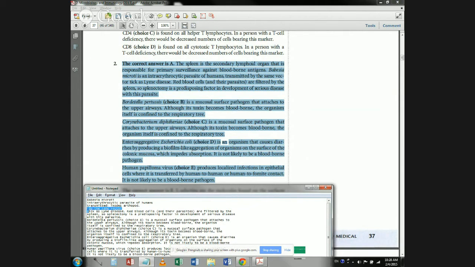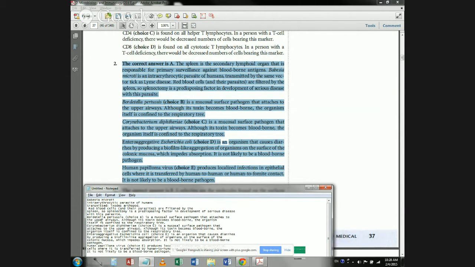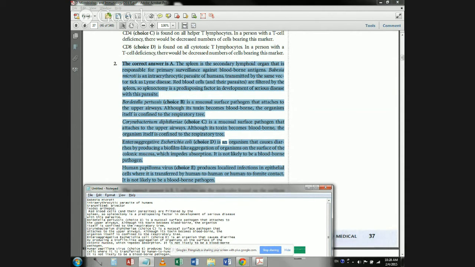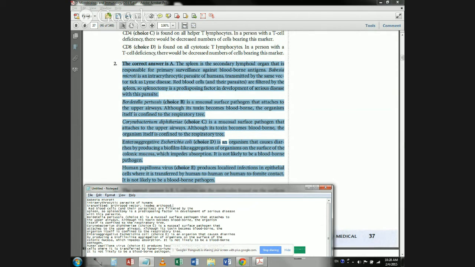The same vector as Lyme disease, which is Ixodes. That is dangerous, and it goes in the blood. Red blood cells and their parasites are filtered by the spleen. So splenectomy is a predisposing factor in the development of serious disease with this parasite, obviously.